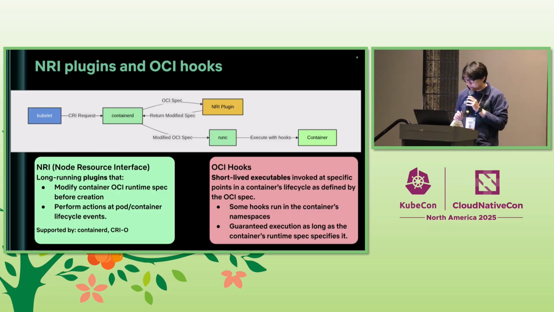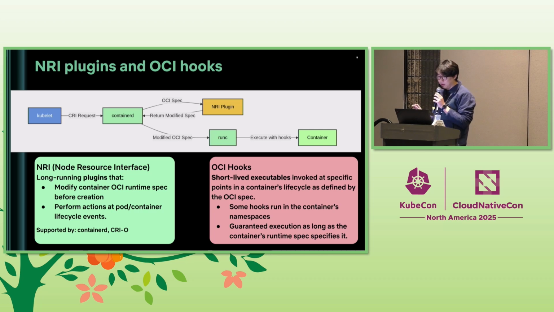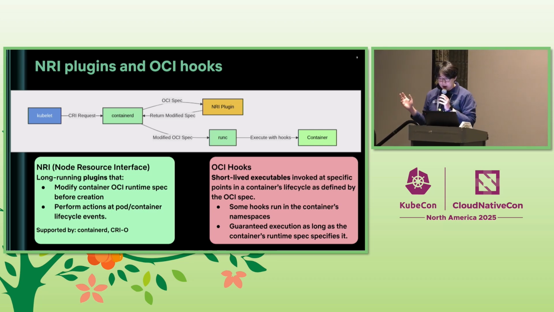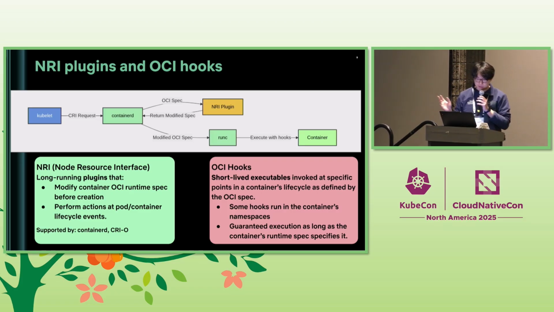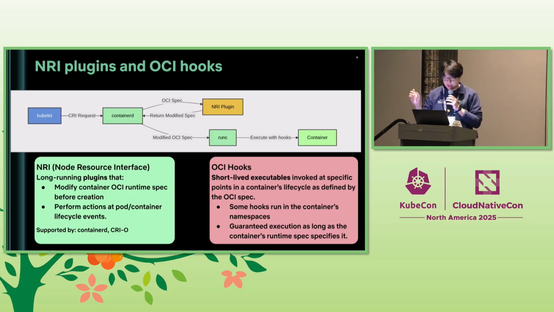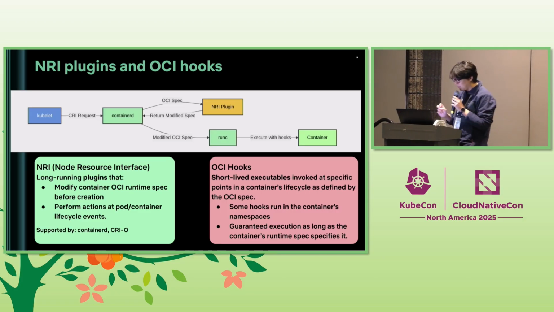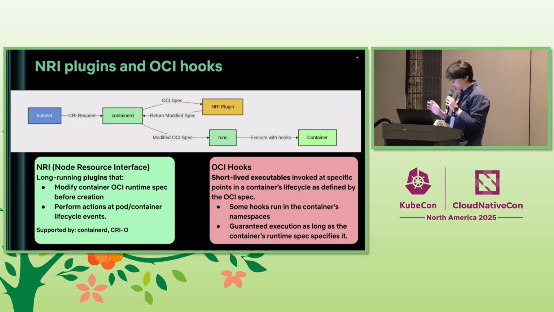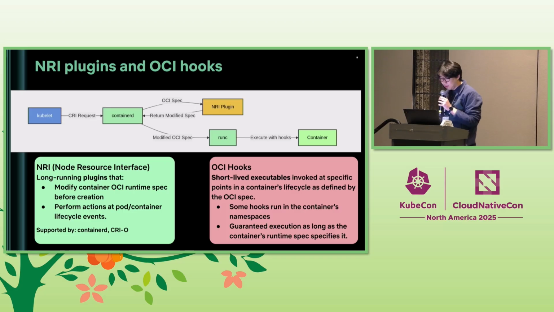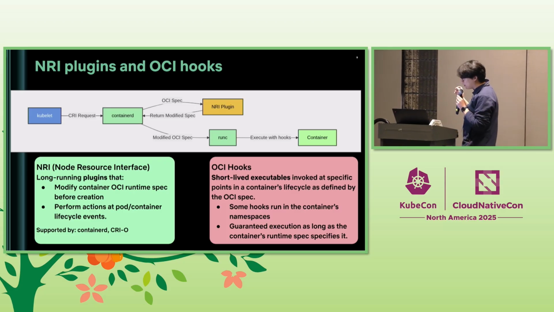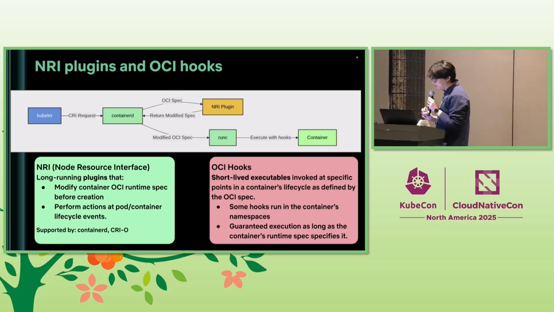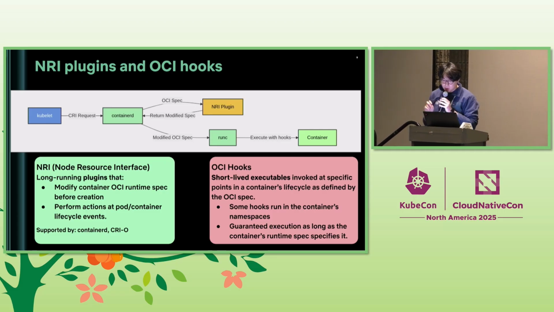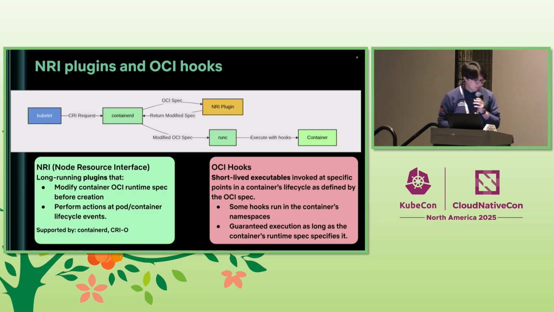NRI plugins are long-running processes that register themselves with the OCI-supported container runtime, like containerd. They can modify the OCI runtime spec before the containers get created, and they can also perform additional actions at specific pod and container lifecycle events. These events usually map to different CRI requests for creating and deleting containers and pods. Because they're always running on the node, they're great for coordinating runtime operations that need to span multiple lifecycle events, and for making node-level runtime decisions.